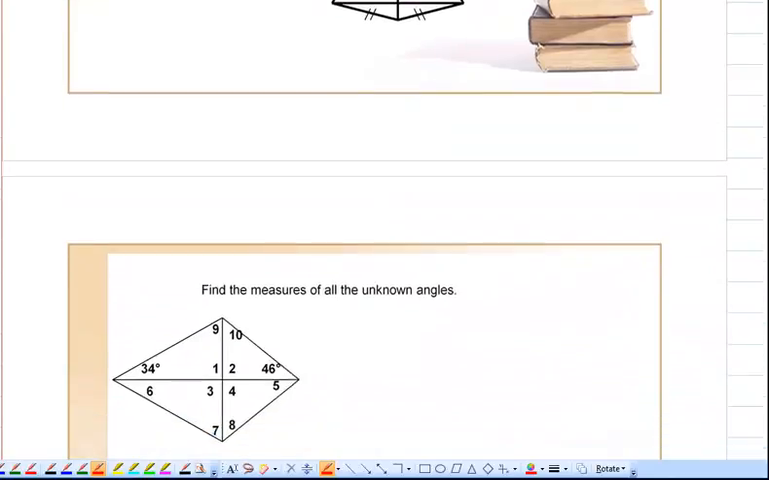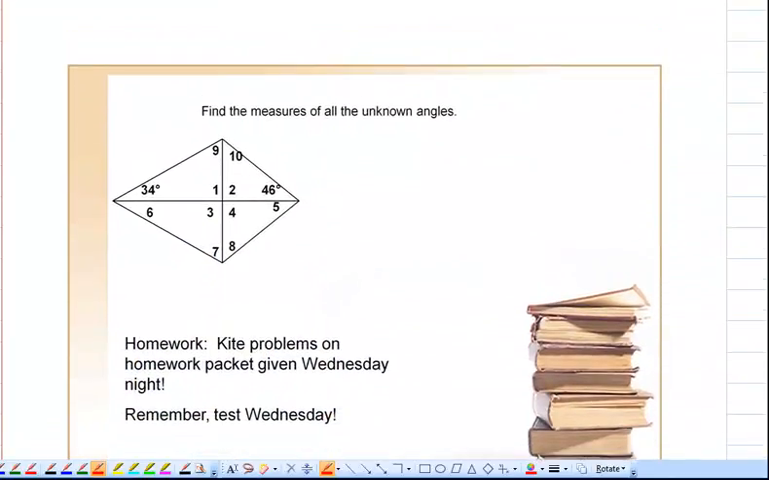Alright, so let's take a look down here. Find the measure, and disregard this stuff down here. Don't need to worry about this. Okay, find the measure of all the unknown angles. So it's giving you 1, 2, 3, 4, 5, 6, 7, 8, 9, and 10. It's only giving you 2 little pieces, 34 and 46.